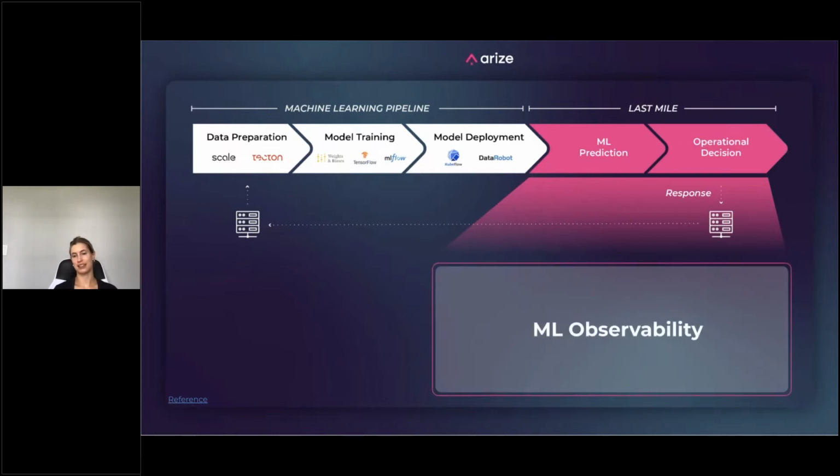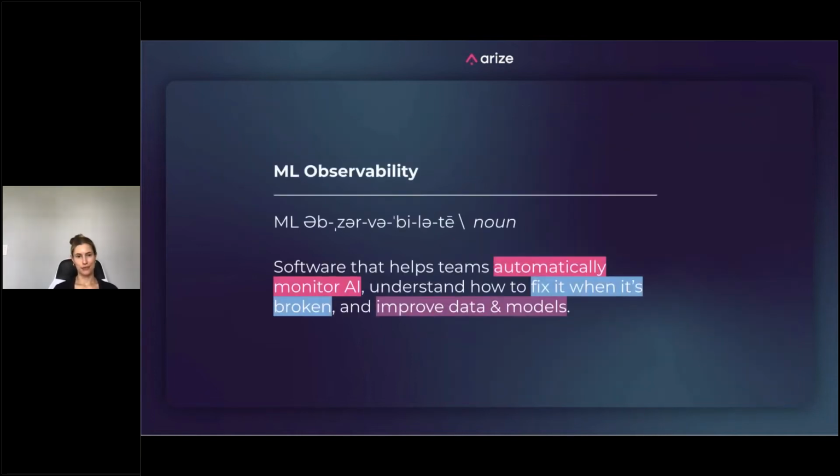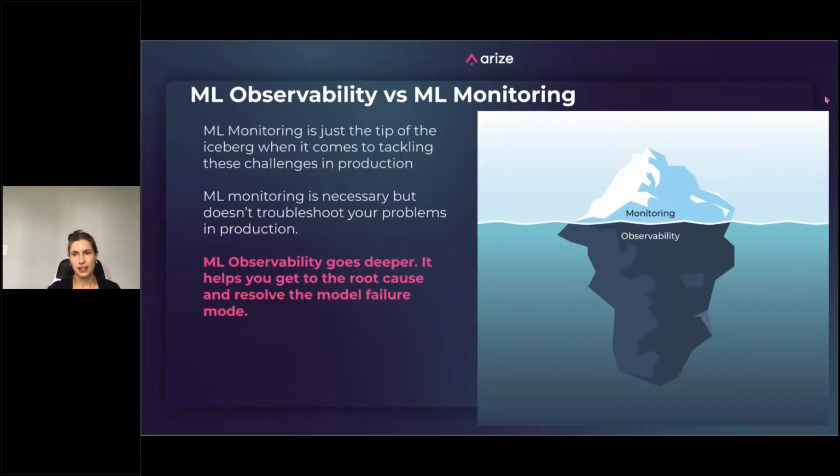So that last mile is about ML observability, and then looking at ML observability platforms. I've used the term a few times now, so I just want to give you an actual definition. ML observability is software that helps teams automatically monitor AI, understand how to fix it when it's broken, and ultimately improve data and models. A lot of teams will use ML observability and ML monitoring interchangeably. I just wanted to say that ML monitoring is more the tip of the iceberg.